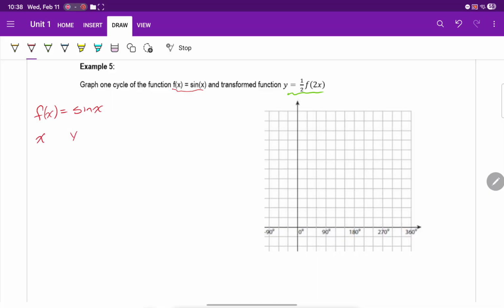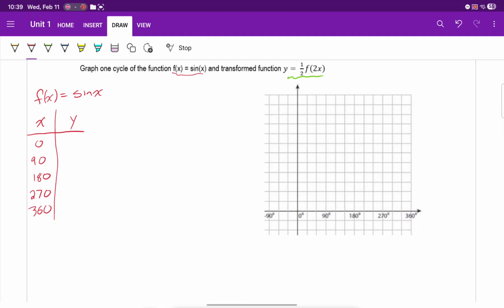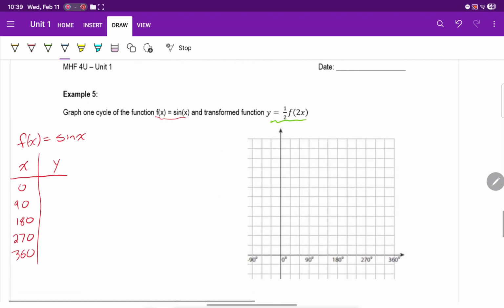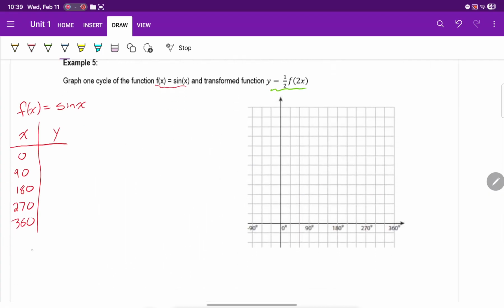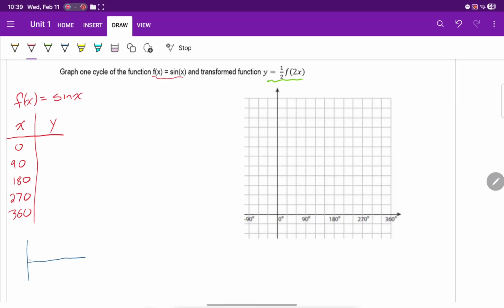Again, we're building off of what you would have done in your functions course. Most of you would have seen the sine function before. Thinking back to when we did the sine function, when you want to graph a sine or a cosine function, you have 5 key points. The x values of those key points are at 0, 90, 180, 270, and 360.